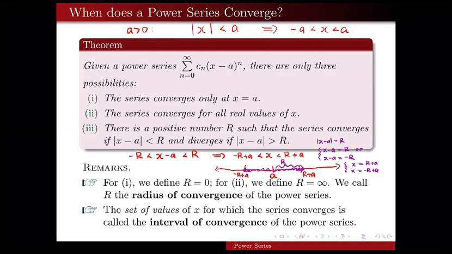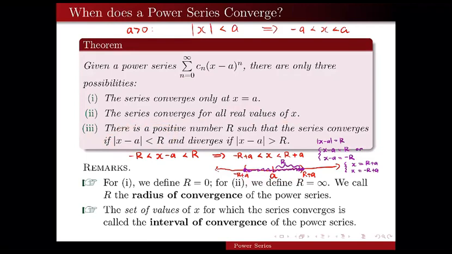So again, you are given a power series. There are three possible cases, and only one of them is true. Either your series converges only at x equals a and at no other points, or the series converges for all real values of x, so it converges everywhere, whatever your x is. Or the other one is it only converges on a certain interval, given by this one here or this one here.